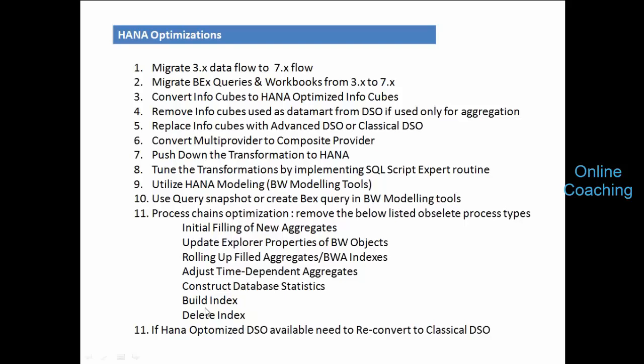And no more concept of DB statistics, or constructing or building the indexes; all these processes can be removed. And remember, there's no concept of HANA-optimized DSO. If you already migrated in 7.3, you have to reconvert them back to what? Standard DSO.